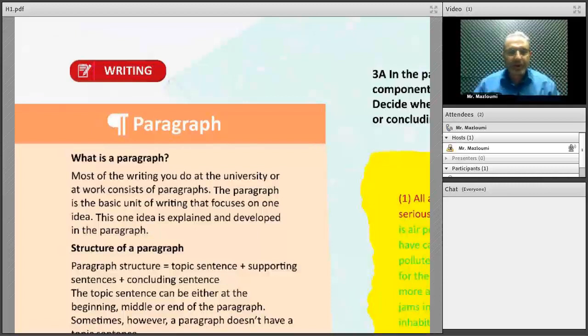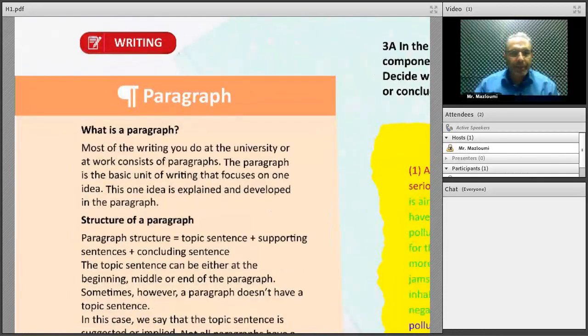This is session 5. Today, God willing, we'll be covering pages 10 and 11. Our topic today is writing, especially paragraph writing. So we'll be focusing on writing today. So let's see. Paragraph.